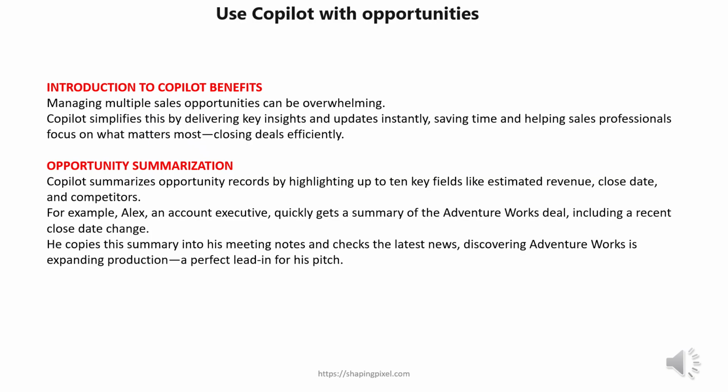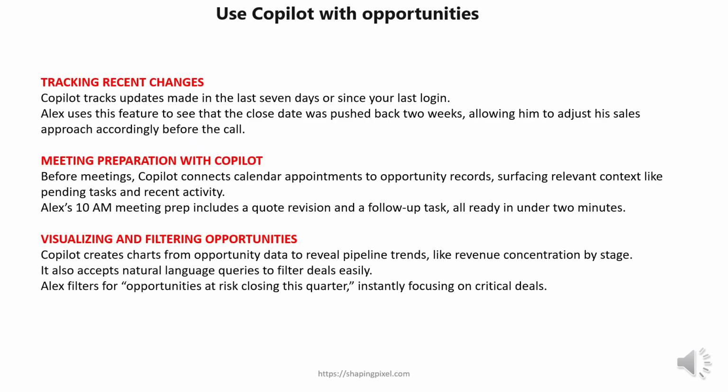Copilot summarizes opportunity records by highlighting up to 10 key fields like estimated revenue, close date, and competitors. For example, Alex, an account executive, quickly gets a summary of the AdventureWorks deal, including a recent close date change. He copies the summary into his meeting notes and checks the latest news, discovering AdventureWorks is expanding production, a perfect lead-in for his pitch. Tracking recent changes.